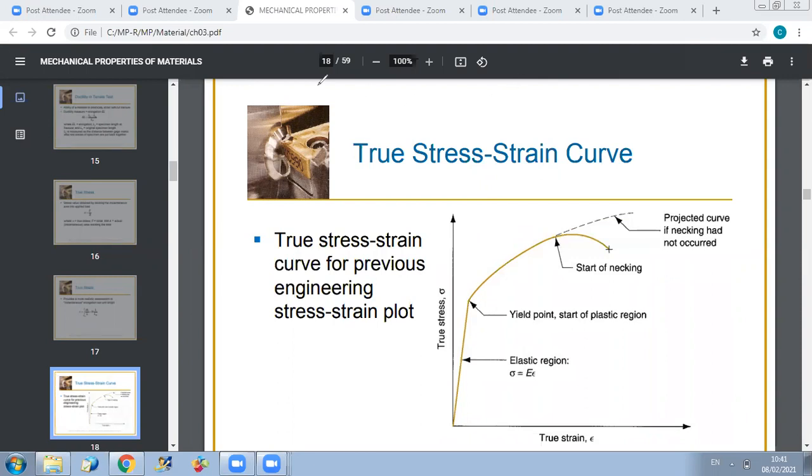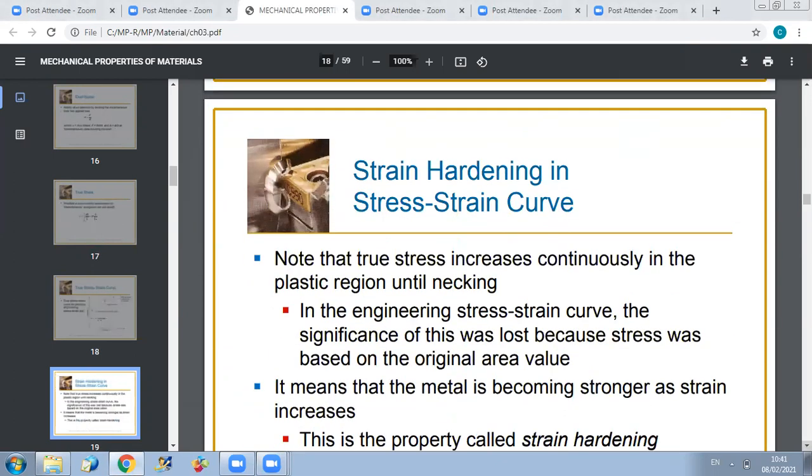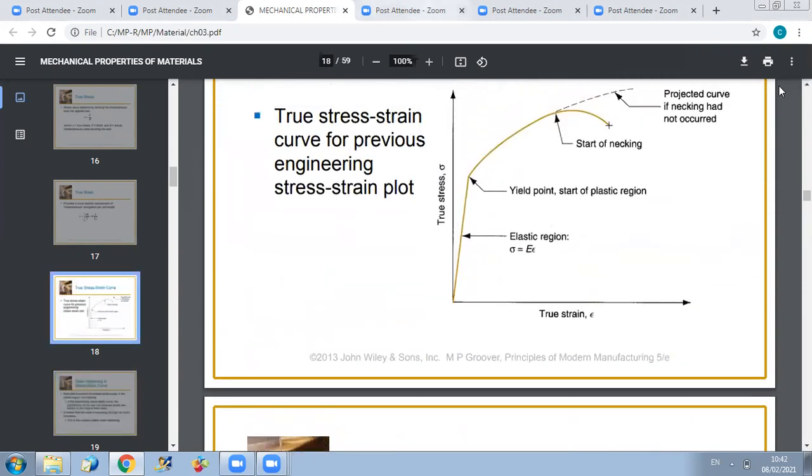Okay, so let us see. As you can see here, they name it the projected curve if necking does not occur. Okay, and the name of this curve is the flow curve. And I compare it with the actual curve to determine the separation point. Okay, so this zone, the zone directly after the yield point, is called strain hardening. So this part of the plastic region before necking is called the strain hardening zone.